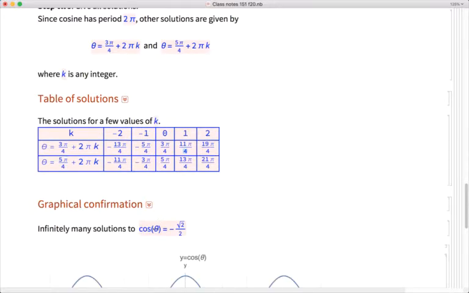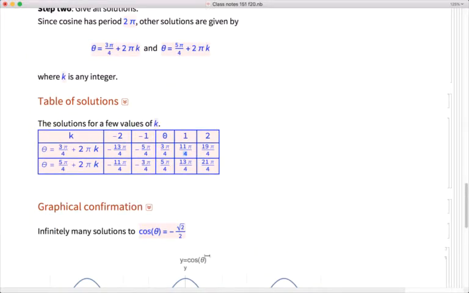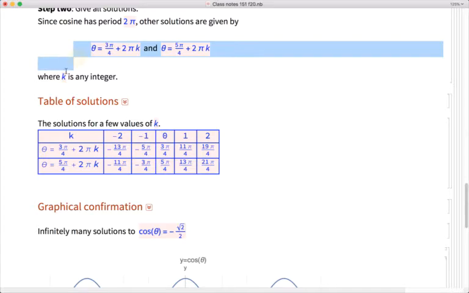The graphical confirmation here, this is the cosine function this time, and we want to know when does it equal negative root 2 over 2. So when does it have outputs equal to negative root 2 over 2? We're seeing this graphically as the intersection of cosine with the line y equals negative root 2 over 2. Again, there are infinitely many solutions, and this is the notation that we use to represent those solutions.